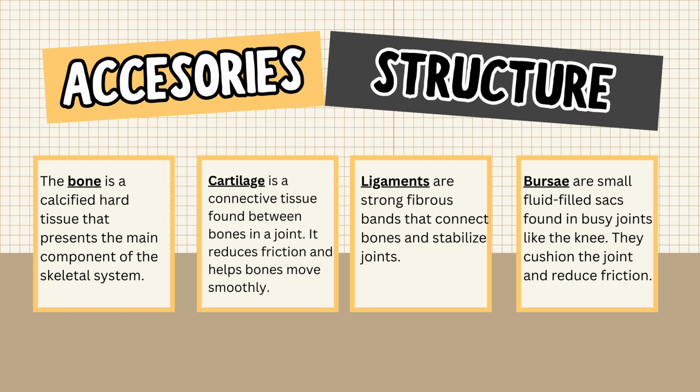Third is ligaments. Ligaments are tough bands of connective tissue that connect one bone to another. So they help hold the joints together and keep them stable while allowing controlled movements.